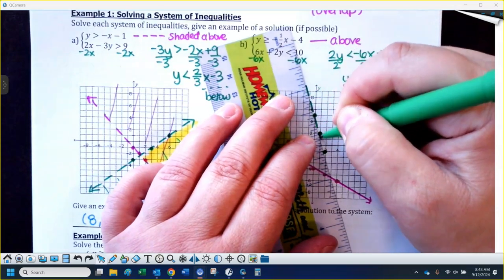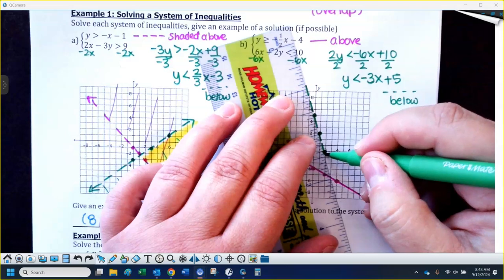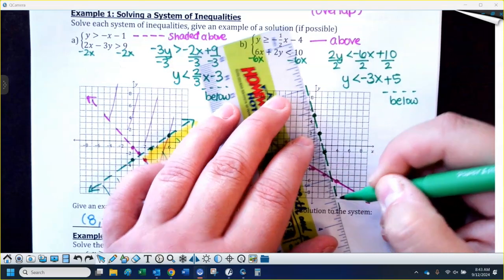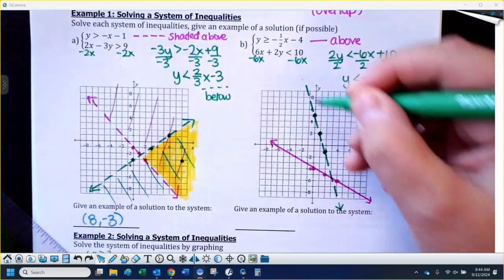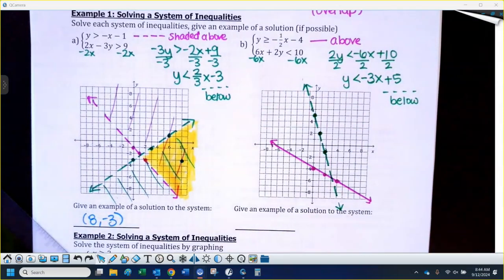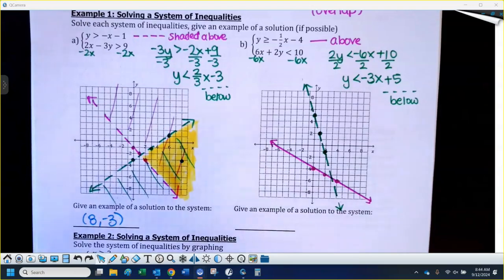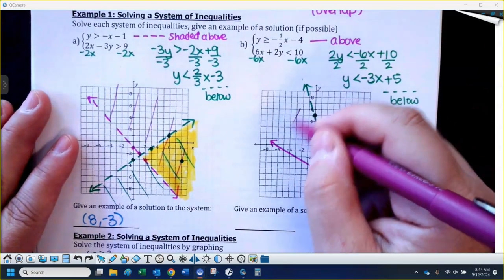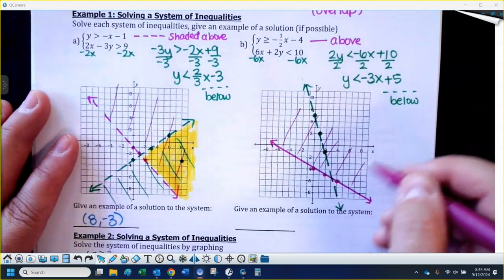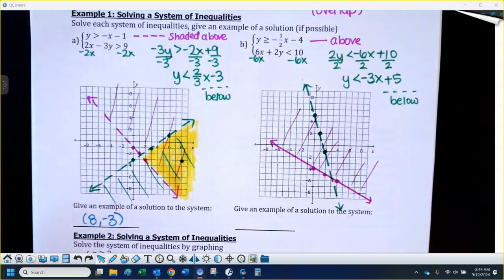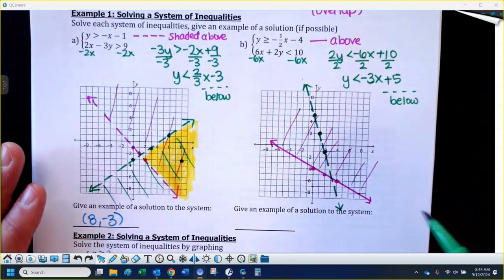Now, all the points on this line are not part of the solution because it's not equal to, it's dashed. So if you told me a point on that dashed line, it would not work. And oops, I forgot to do my shading. Okay, so on the first equation we graphed, we would shade above, so I'm just going to lightly shade that. If I have the second line, that is less than.